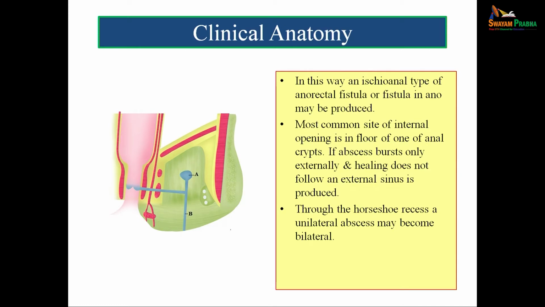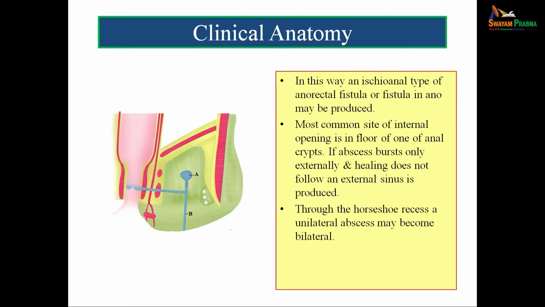So in this way, an ischioanal type of anorectal fistula or fistula in ano may be produced. The most common site of internal opening is in the floor of one of the anal crypts. This is important and I stress on it again. The most common site of internal opening is in the floor of one of the anal crypts.